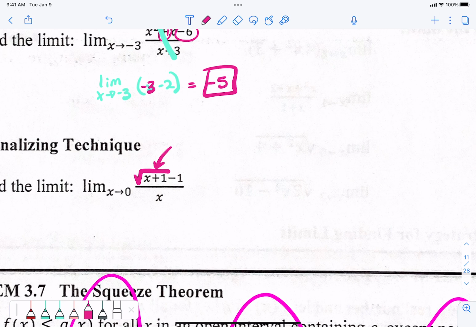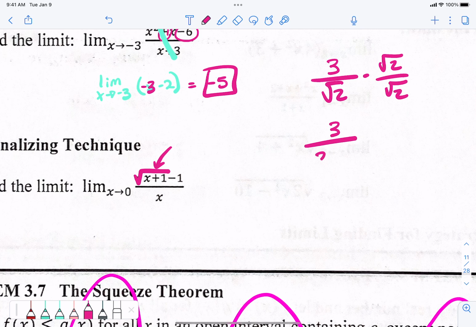Do you remember when we would rationalize before? If there's a square root in the bottom, so like if you had 3 over the square root of 2, right? You would multiply by the square root of 2 over the square root of 2. Or let's say we had 3 over 2 plus i. That's another way we would rationalize. We would multiply by 2 minus i over 2 minus i, right? We would do the conjugate, okay? So those are ways of rationalizing that we've done in the past.